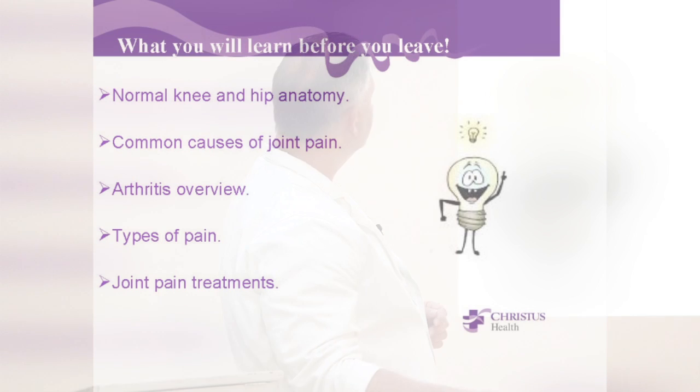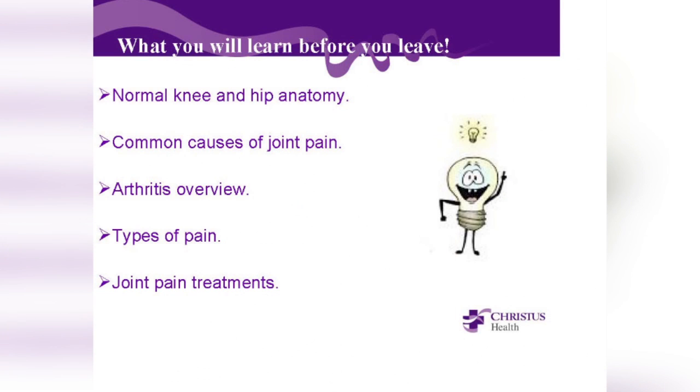So what you're going to learn before you leave: we're going to go over some normal knee and hip anatomy. We're going to keep it really basic, and we've got pictures to help everything along. Common causes of joint pain, what's going on, and an arthritis overview, obviously we've got to talk about the big A. Types of pain can be telling you different things, and joint pain treatments.